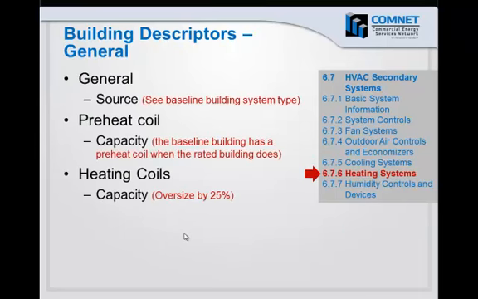Moving on to heating systems, building descriptors include the source, which is the source of heating, furnace, and so forth. There's a preheat coil, and there's the heating coils, which, in the case of heating, are oversized by 25%. The heating source for the baseline building depends, of course, on the baseline building system type. It could be a boiler, it could be a furnace, or it could be a heat pump, depending on which system type is mapped for the rated building.